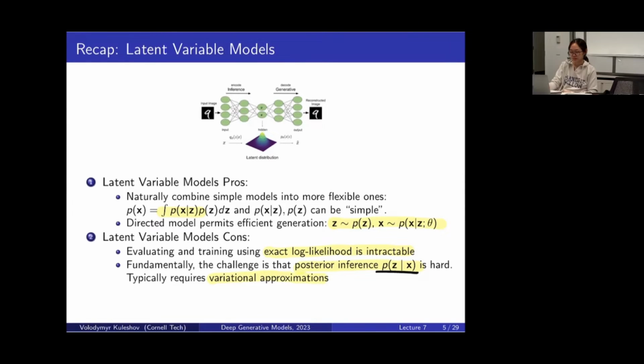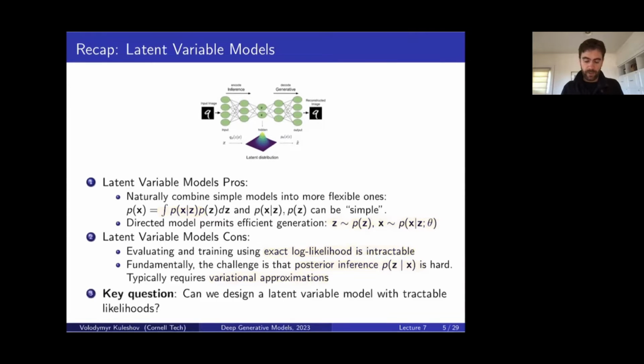In practice, it can still work quite well, but it's still fundamentally an approximation. And so if ultimately your goal is to perform density estimation for outlier detection, for example, then latent variable models are not the best ones. You would probably want to use something like an autoregressive model instead.